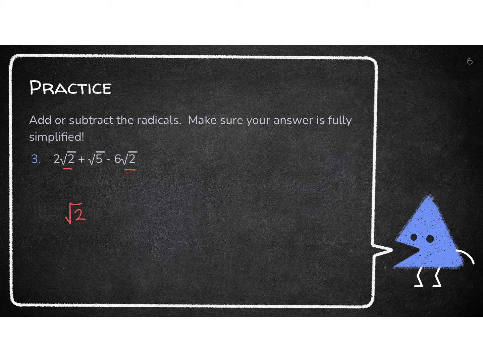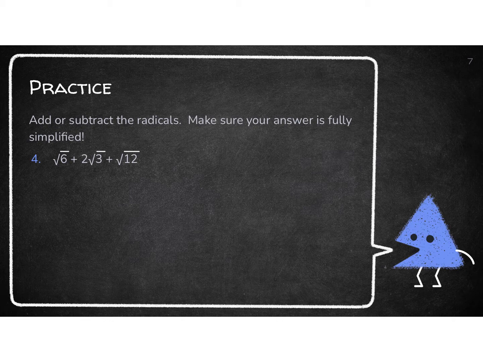And I need to do the operation with the numbers in the front. So I have 2 minus 6. If I do 2 minus 6, I get negative 4. And then I haven't touched this yet. I still have that plus square root of 5, but I don't have any other root 5s. So I'm just going to tag it on to the end, plus the square root of 5. Those two are not like terms, and I can't simplify either of them any more, so that is my answer, and I'm done.